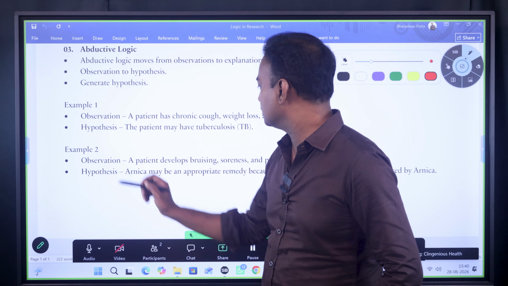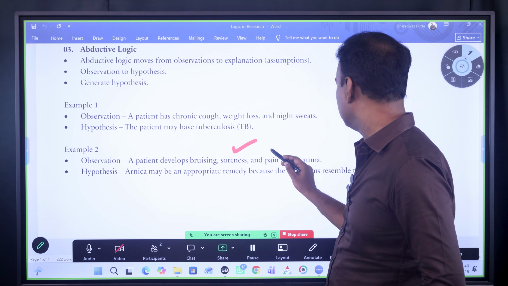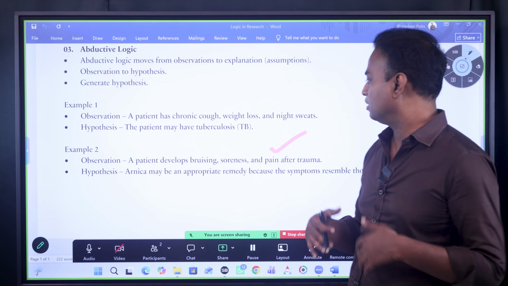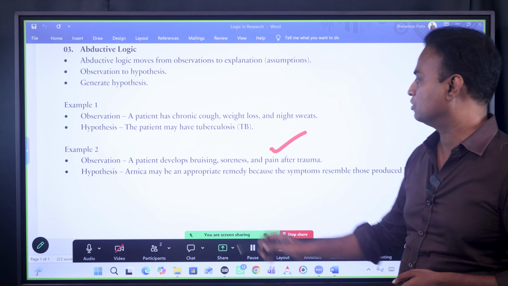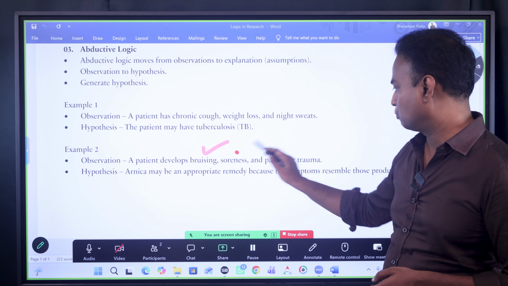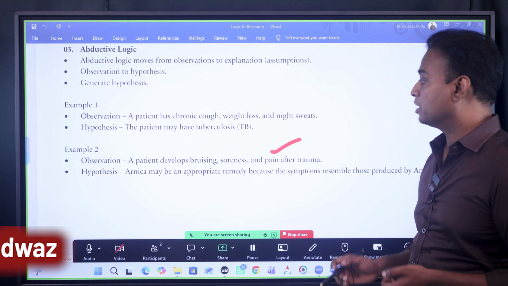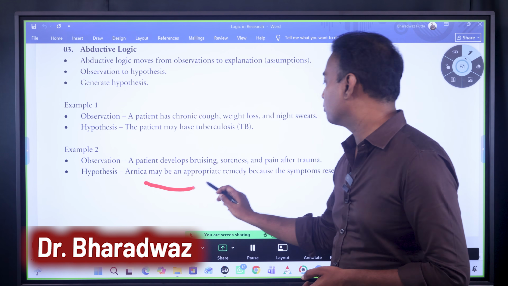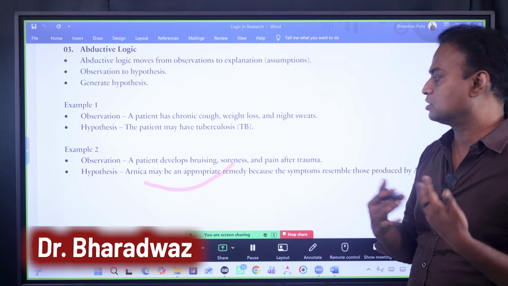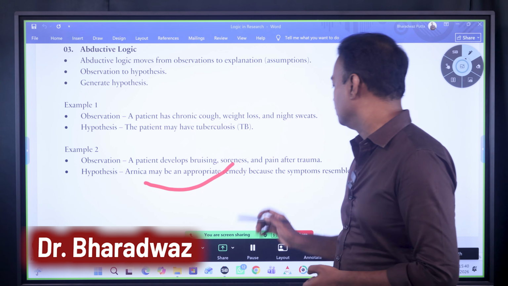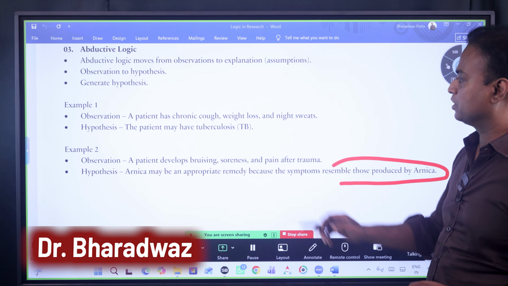Next example, example 2. A patient developed bruising, soreness and pain after trauma. The patient has had some RTA or something else and has developed some bruises, soreness and pain after trauma. This is the observation. What is the hypothesis? Arnica may be the appropriate medicine. This is your conclusion or your assumption. Arnica may be the appropriate remedy because the symptoms resemble those produced by arnica. This is the homeopathic principle.